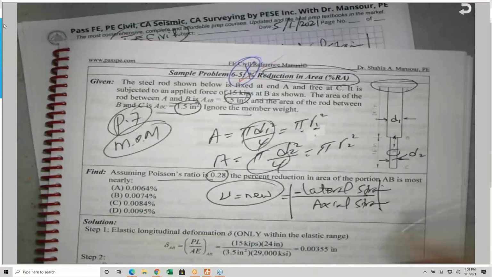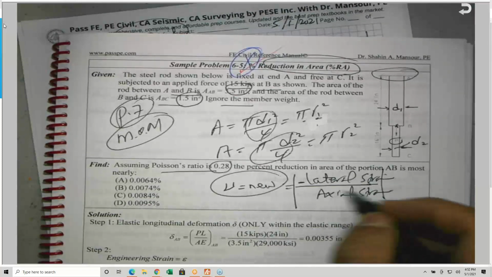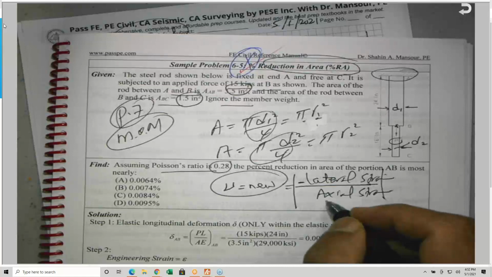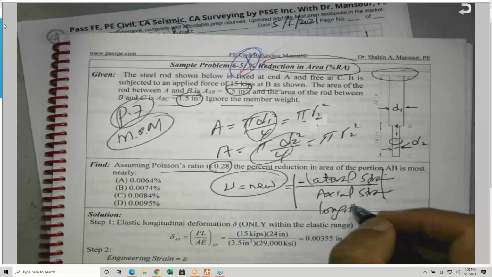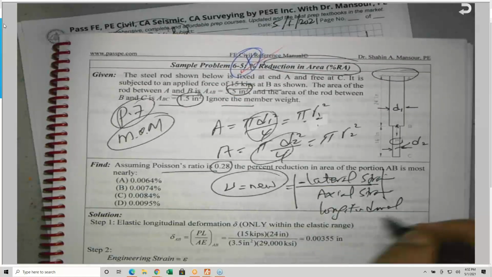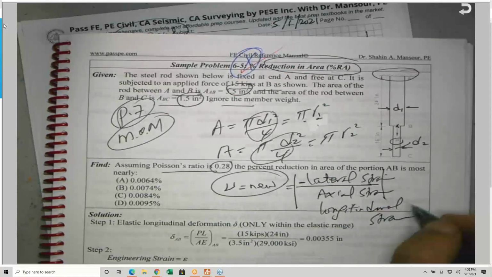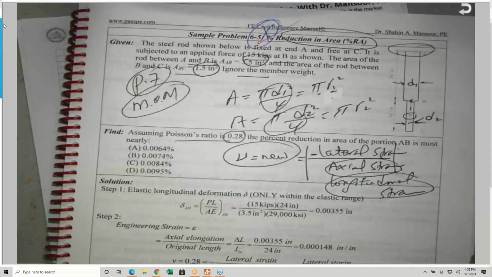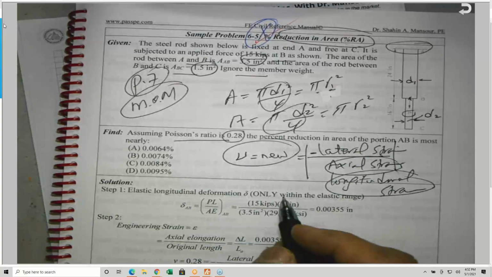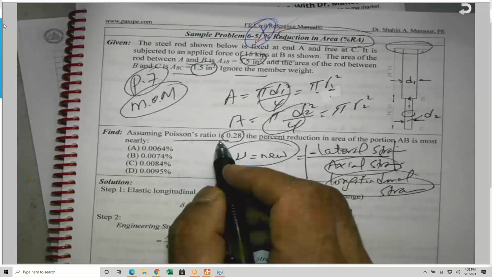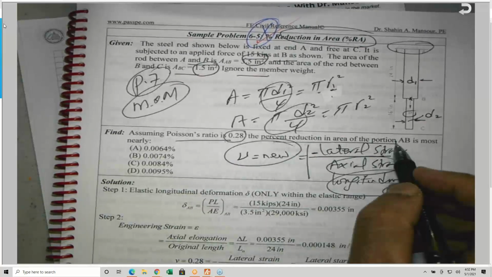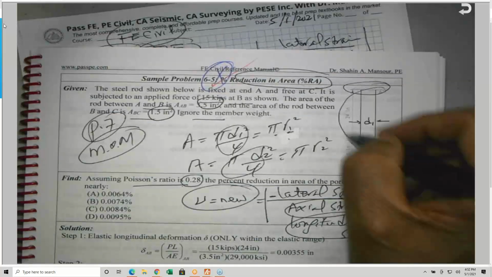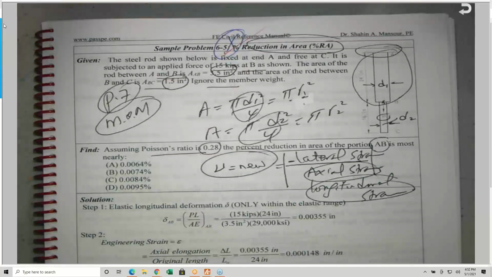So Poisson's ratio is lateral strain over axial, which is longitudinal strain. Okay, so longitudinal strain is the same as axial strain. So if Poisson's ratio is given, what is the percentage reduction in area of the portion AB? So he's looking at this portion of the shaft. What will be the reduction in the area of this?